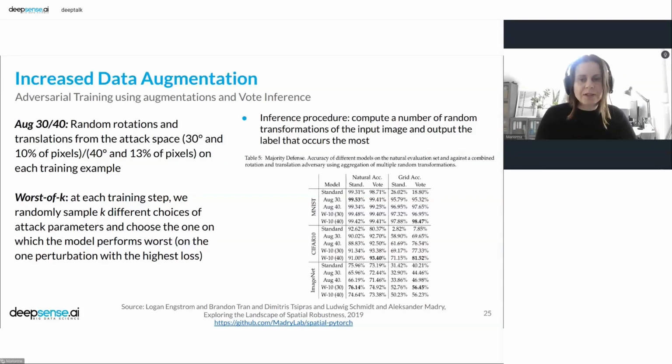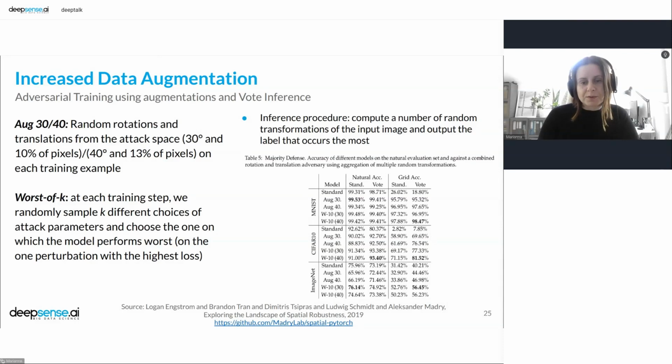So on each training step, random translations are performed, but the one on which the model performed worst is used as training augmentation. They also propose a vote-based inference procedure: compute a number of random transformations of the input image, and output the label that got the most votes.